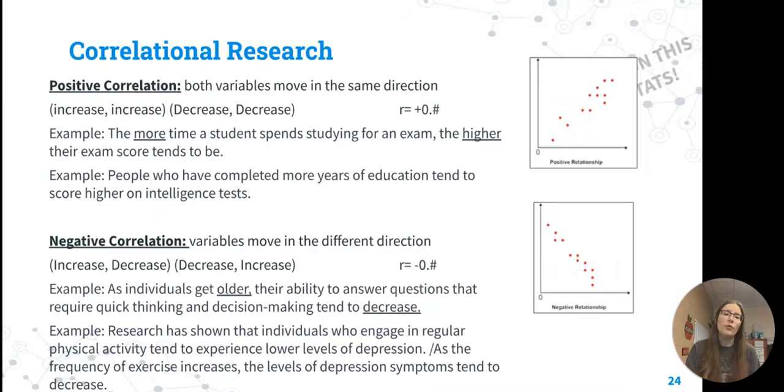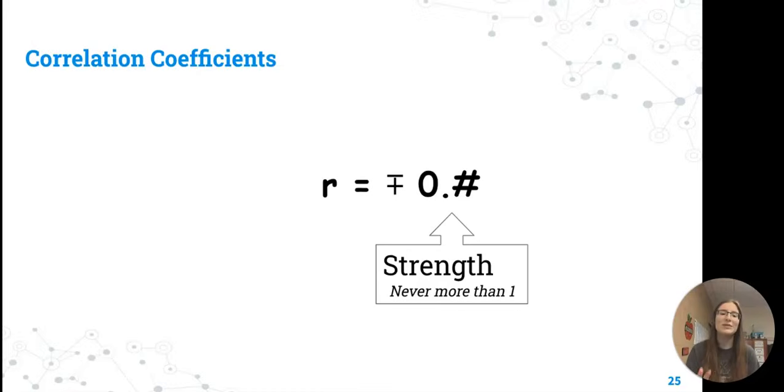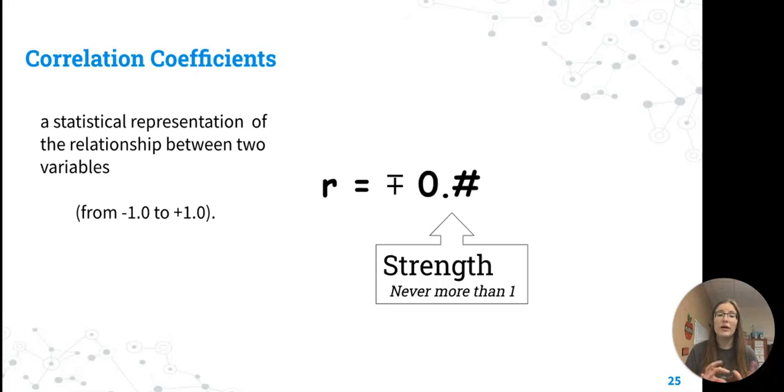So we will cover it again more in stats, but one thing you really need to know is how correlational coefficients work. Correlational coefficients are a statistical representation of the relationship between two variables. It is going to tell us the strength using a number, and that number is always going to fall within the absolute value of 0 to 1. So you'll never have any sort of correlation that's like a -2 or a -100. It's always going to be between 0 and 1. And the positive and negative symbol, that's going to be there to indicate the direction.